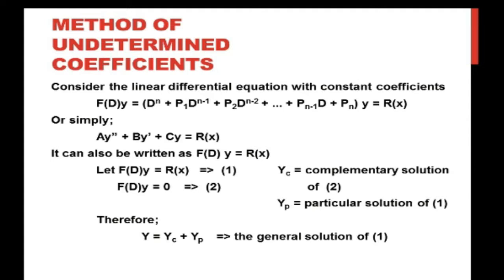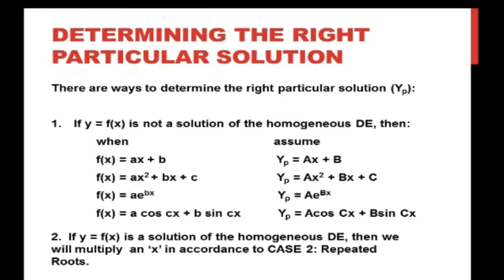Pwede rin siya isulat as f(D)y is equal to r of x. So letting the f(D)y is equal to r of x as our equation 1, and f(D)y is equal to 0 as our equation 2, then y sub c as our complementary solution ng equation 2, then y sub p as particular solution ng equation 1. So therefore, para makuha natin ang general solution, we have y is equal to y sub c plus y sub p. Then, determining the right particular solution.